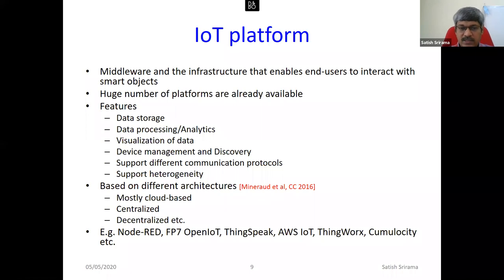But of course, there are also other models like centralized and decentralized, which I will try to discuss in the remaining presentation. Some of the well-known platforms are Node-RED, FP7, OpenIoT, ThingSpeak, which is probably used extensively in India in different lectures. AWS also has its IoT, and ThingWorx and Cumulocity platforms. So a lot of different platforms are there, using which you can develop cloud-centric Internet of Things-based applications.